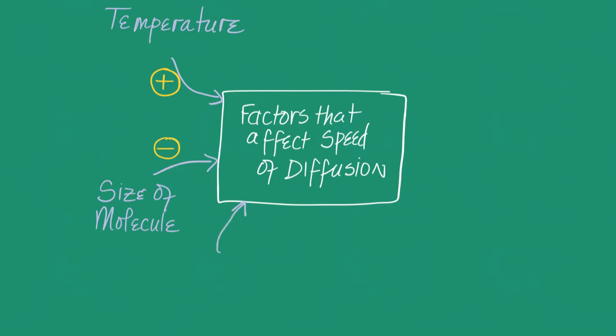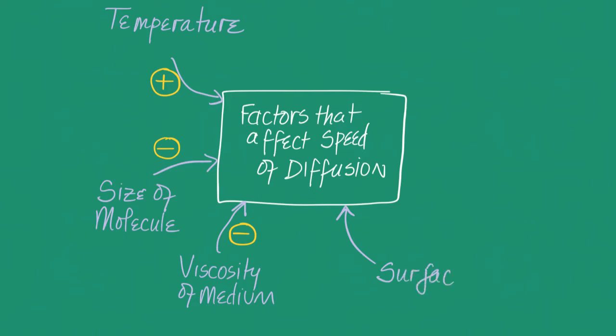The third factor is the viscosity of the medium. Viscosity means thickness. The movement of molecules through air would be faster than the movement of molecules through water. So the greater the viscosity, the slower the speed of diffusion. So it has a negative effect on diffusion. The fourth factor is surface area or membrane surface area. The greater the surface area, the greater the number of opportunities for diffusion to take place. So this has a positive effect on diffusion.